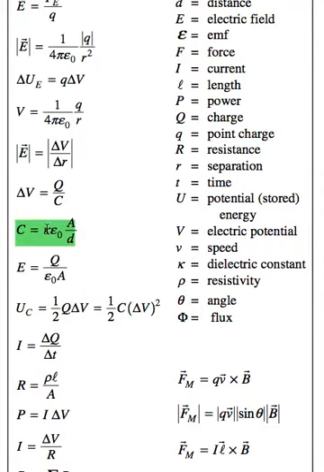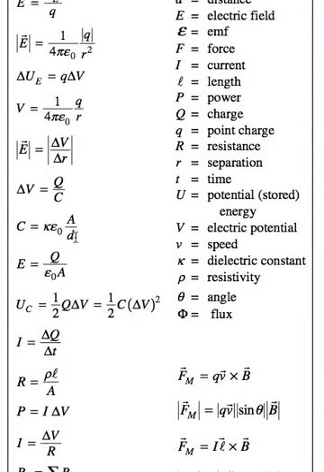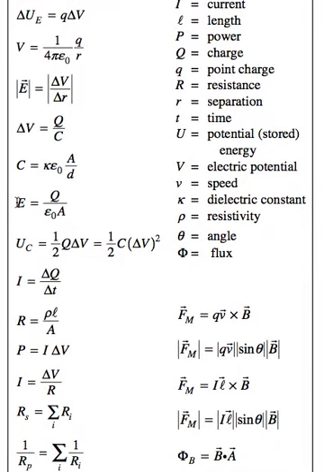Kappa is the dielectric constant. That's basically how insulating the material is in between the 2 plates. Epsilon naught is a constant, and A is the area of the plates, and D is the distance between them. This next one is how to find the electric field between 2 parallel plates. It's Q over epsilon naught A.